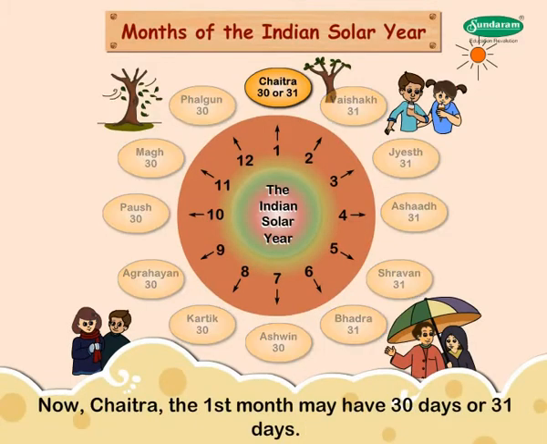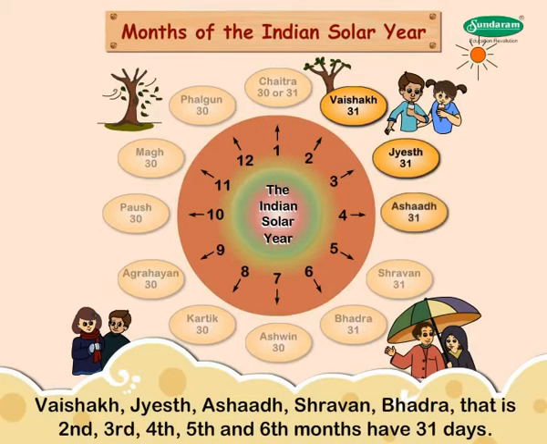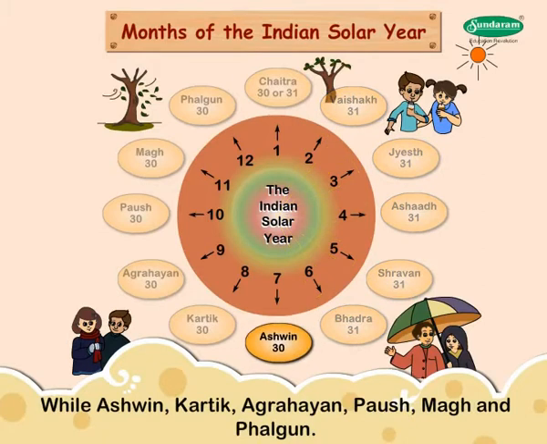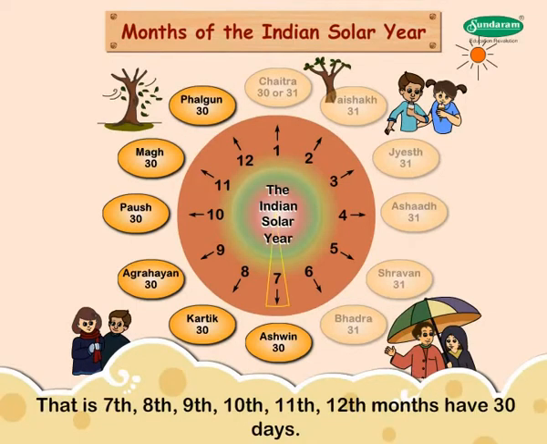Now, Chaitra, the first month, may have 30 days or 31 days. Vaishakh, Jyesht, Ashadh, Shravan, Bhadra, that is 2nd, 3rd, 4th, 5th and 6th months have 31 days, while Ashwin, Kartik, Agrahayan, Paush, Magh and Phalgun, that is 7th, 8th, 9th, 10th, 11th and 12th months have 30 days.